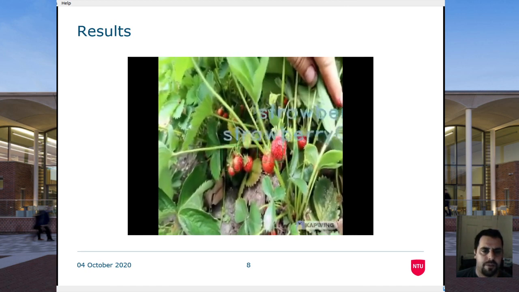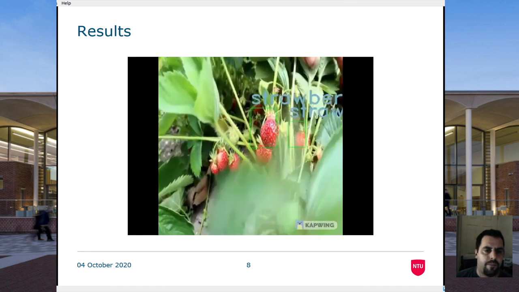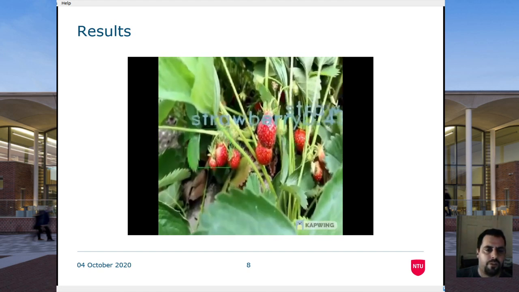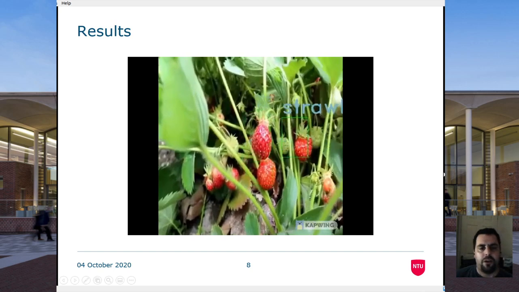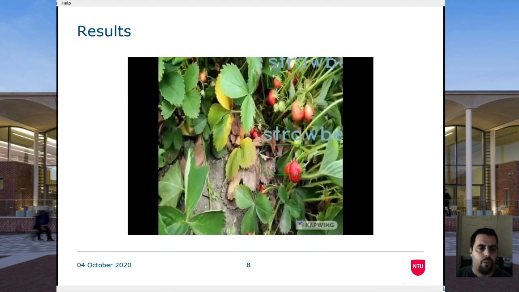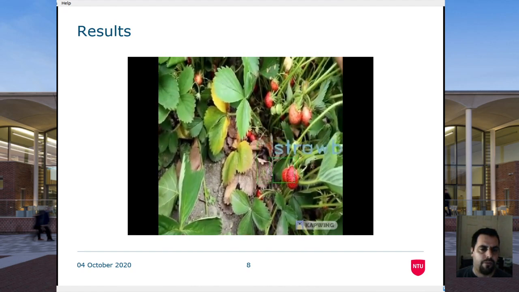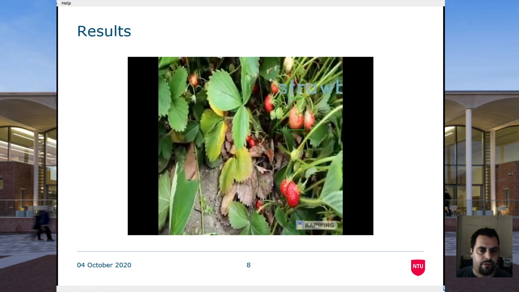Again, it's possible to see that there is still a lot of work that can be done, for example, in terms of occlusion, and also because we believe that using the depth we'll be able to improve the classification and get more true positives.